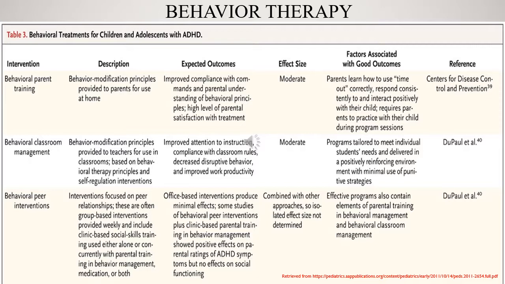Finally, behavioral peer interventions are used for helping children to behave appropriately in social settings. This type of behavior therapy focuses on peer relationships. They are often group-based interventions provided weekly and include clinic-based social skills training used either alone or concurrently with parental training in behavioral management, medication, or both. This allows children to role-play appropriate behavior and learn what behavior is acceptable in social situations with peers.